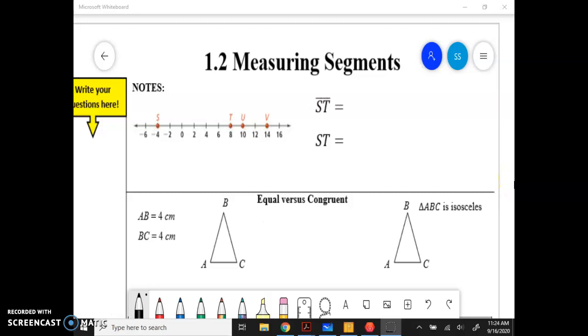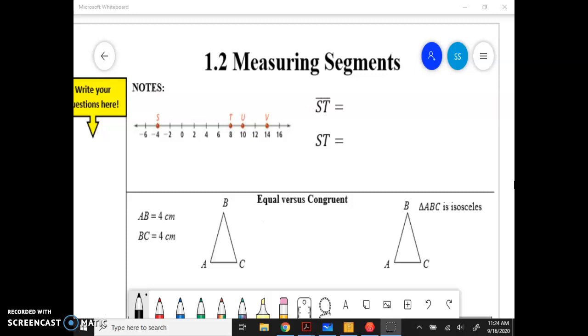Okay, here we go. This is Geometry 1.2, measuring segments. The first thing we're going to look at here is when we have two letters written together, like we have with these two here. The distinction between these two is that one has the line on top and one does not. Okay, so it's really important to know what this is really asking us for.